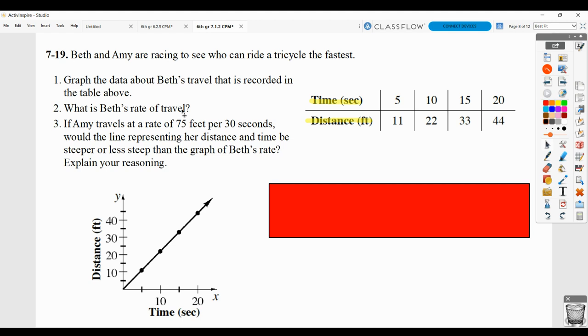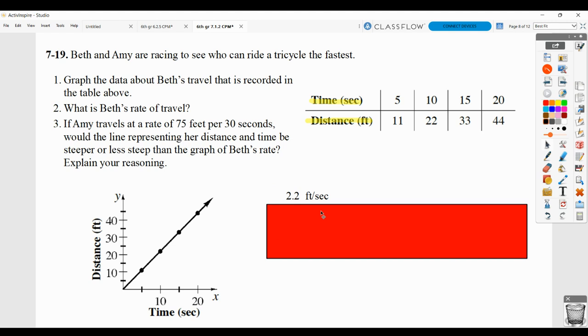Then they want to know, what is her rate of travel? So one way to find her rate of travel will be to figure out her unit rate. In other words, how far did she go in 1 second? So if you take 11 and divide by 5, or 22 divided by 10, or any of these values, since it's a constant rate, you're going to get 2 and 2/10, so that's a decimal between there, feet per second.